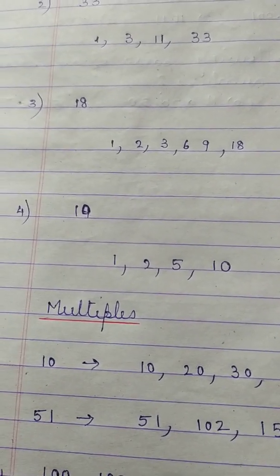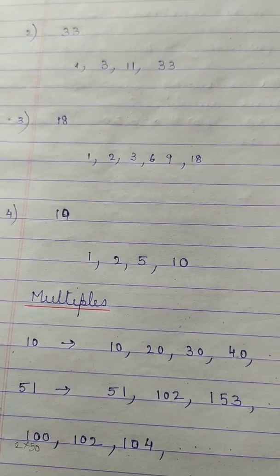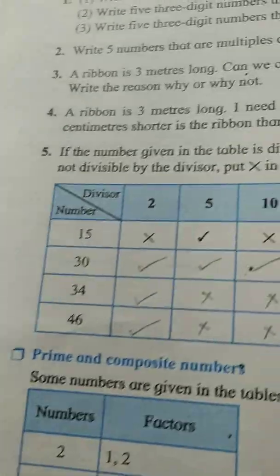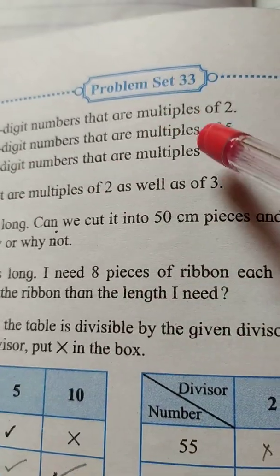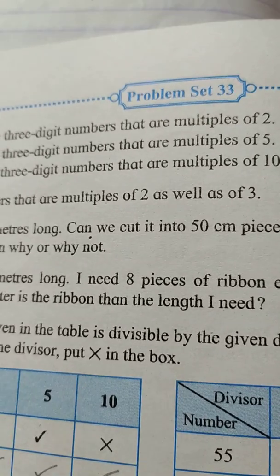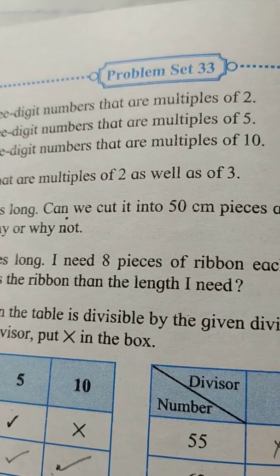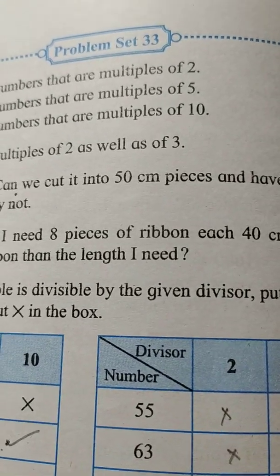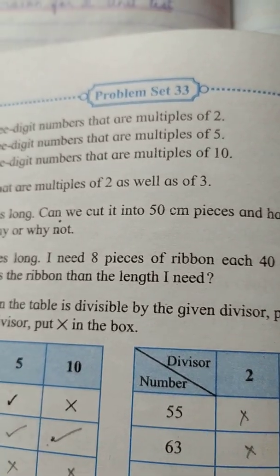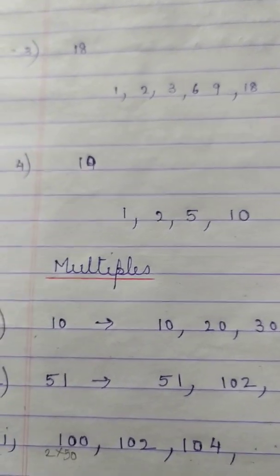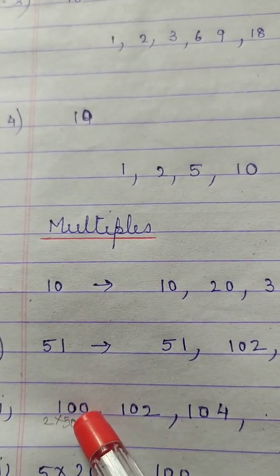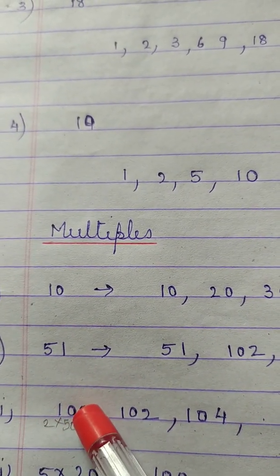Now if you take the textbook in your page number 48, problem set 33, first question, write 5 3-digit numbers that are multiples of 2. So what you could do is, see which number when you multiply with 2 will give you a 3-digit number. 2 into 50 gives you 100. It's a 3-digit number. So 2 into 50, 100.